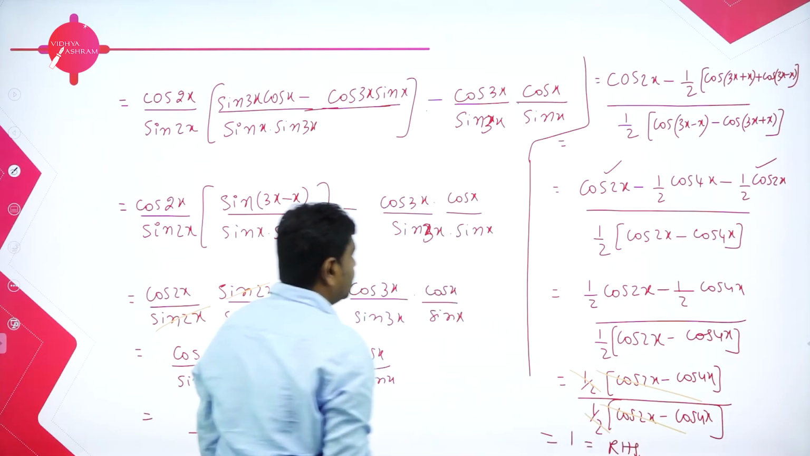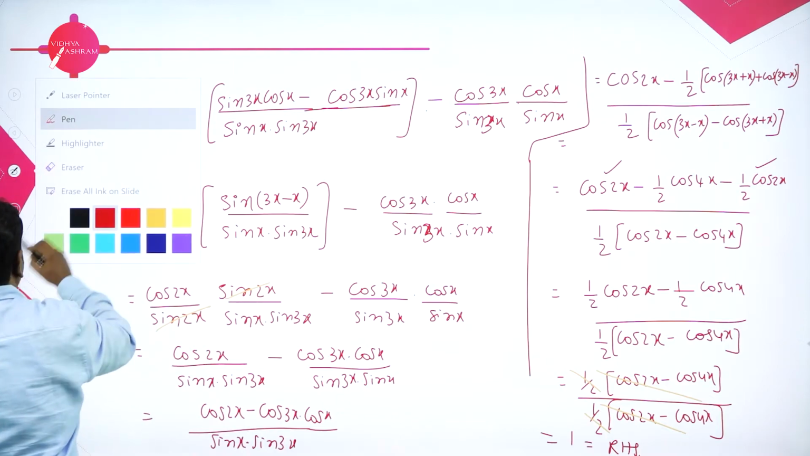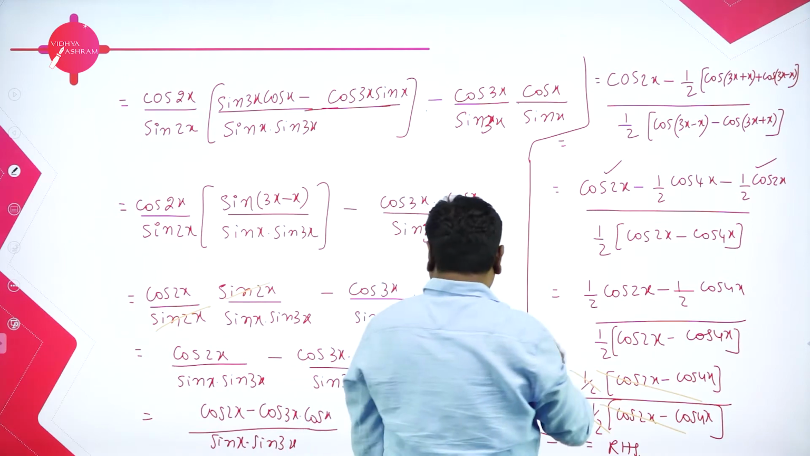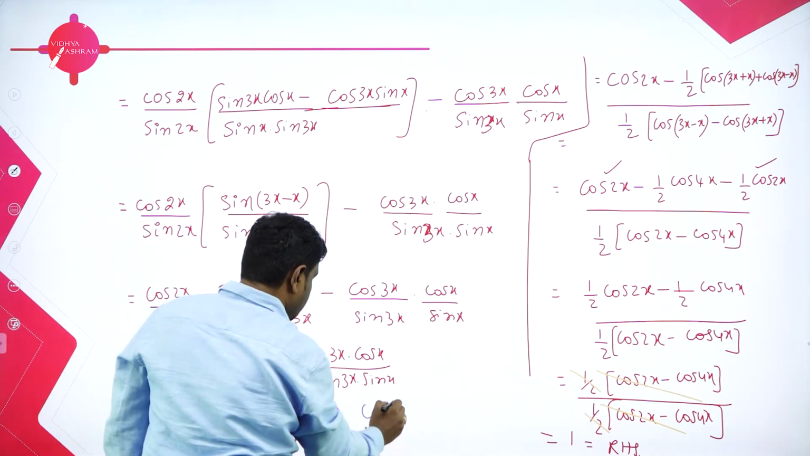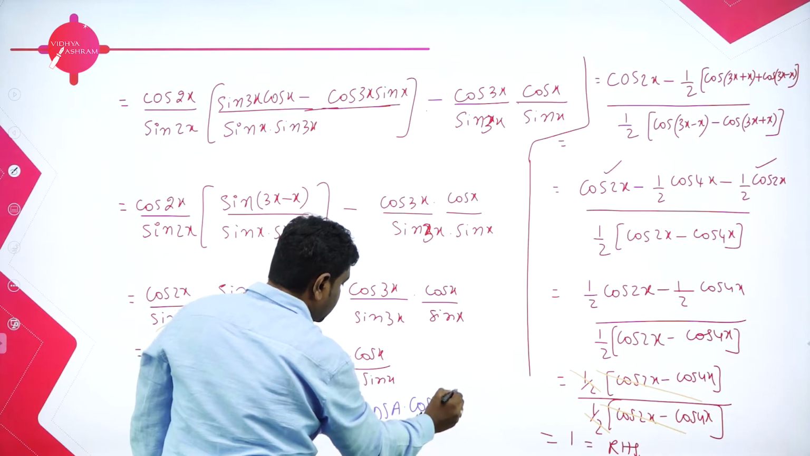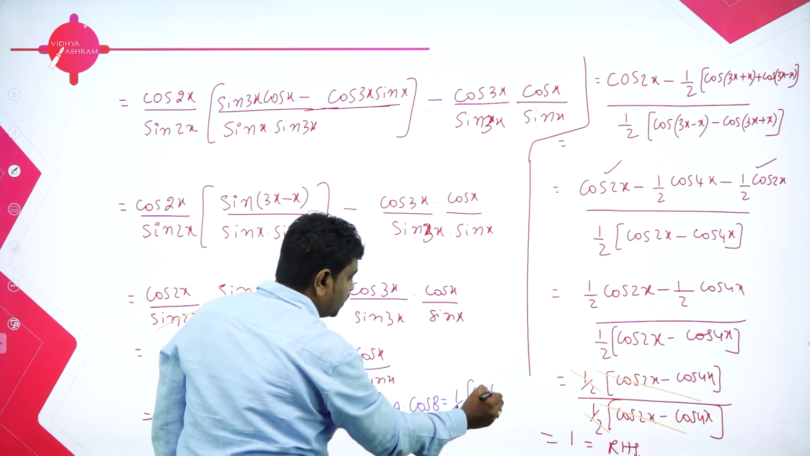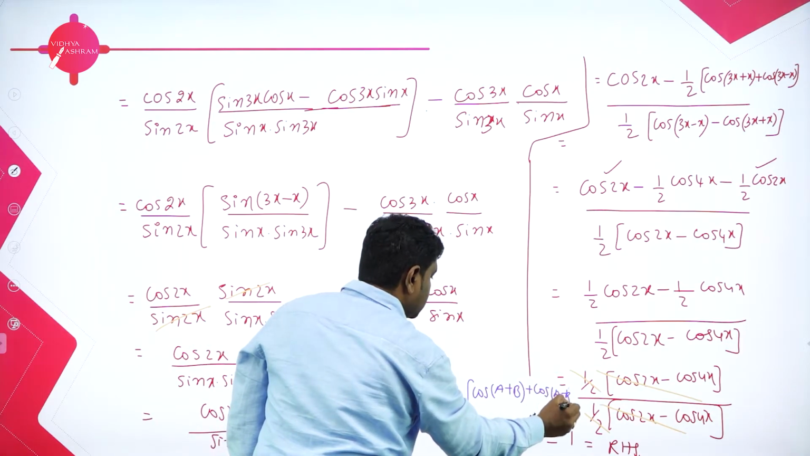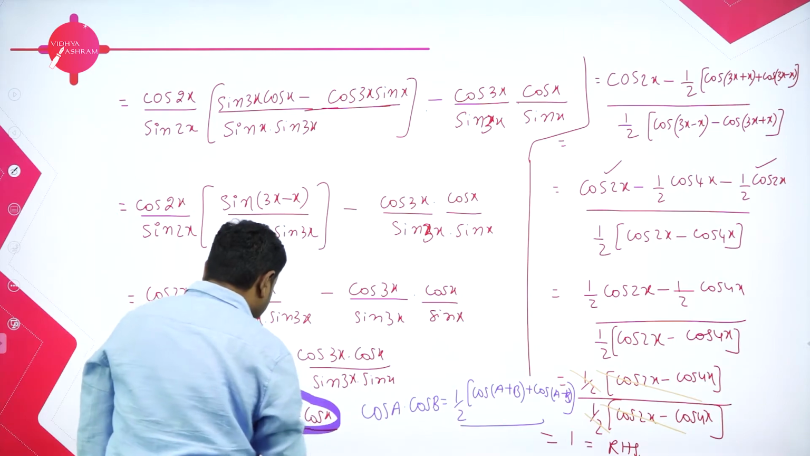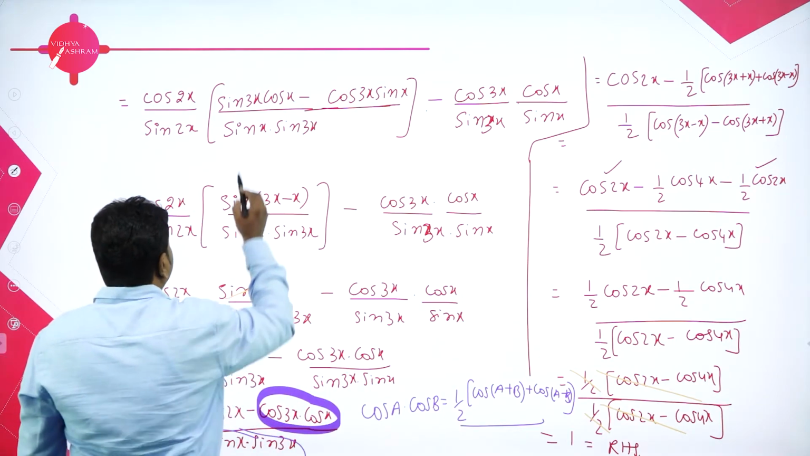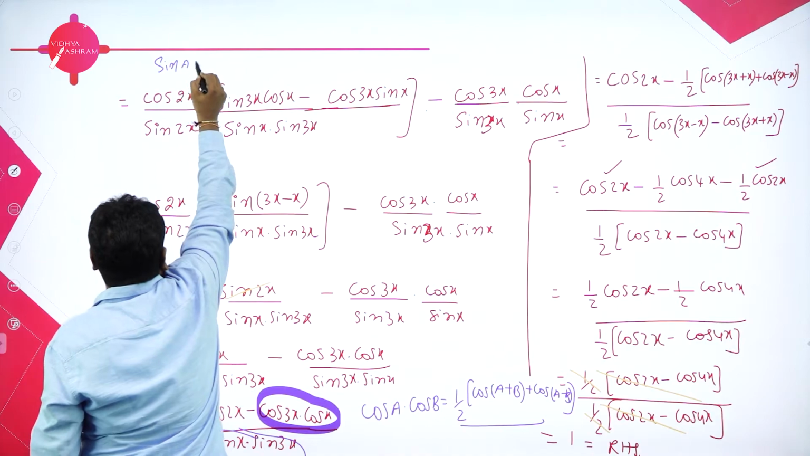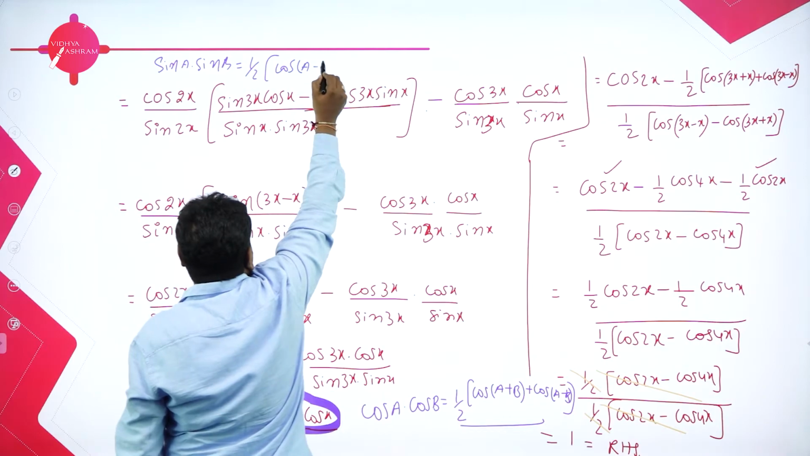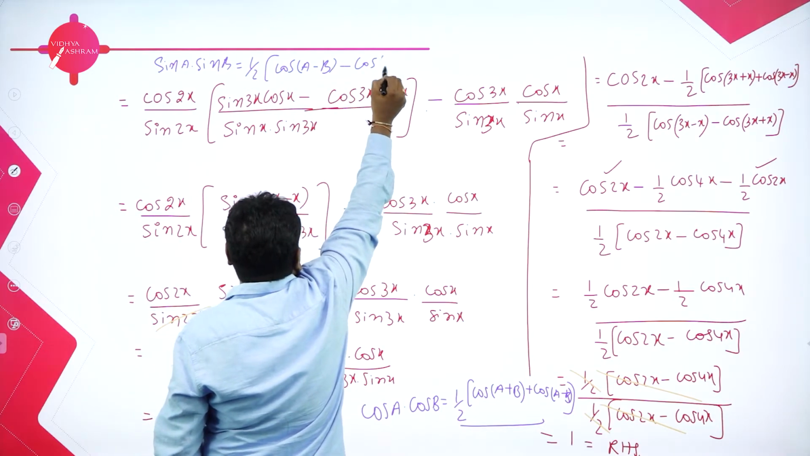So, let me talk about the important concepts of the problem. Here one is we use this format: cos A cos B. What is cos A cos B? Cos A cos B can be written as half cos of A plus B plus cos of A minus B. This step is crucial and important. Similarly, here we have sin A sin B. What is sin A sin B? Sin A sin B can also be written as half cos of A minus B minus cos of A plus B.